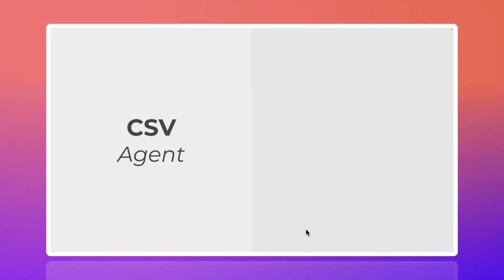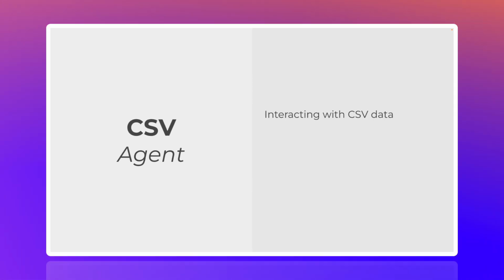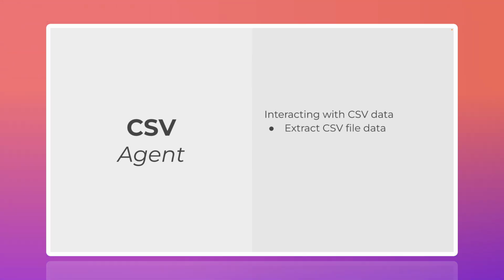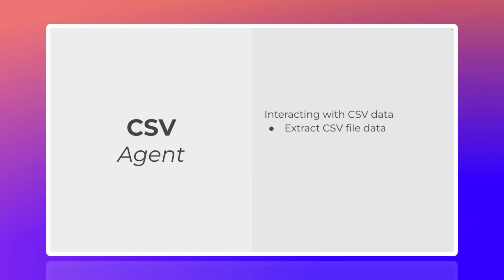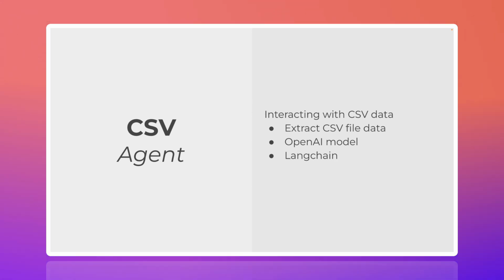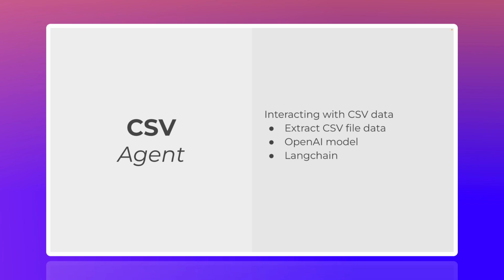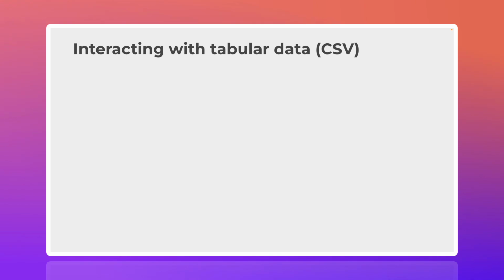Now we're going to look at CSV agents, essentially a way of interacting with CSV data. We're going to extract CSV file data and use an OpenAI model along with LangChain to create our CSV agent and interact with the CSV tabular data. So let's look at the whole overview of what we're going to be looking into.